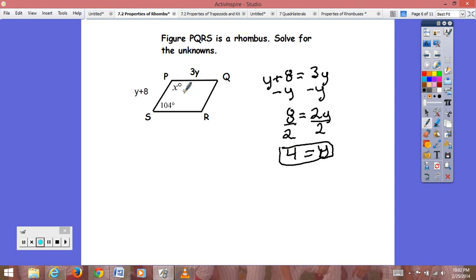Okay, and now the angle. We have to remember back to our last video when we were talking about parallelograms, because a rhombus, as we know, is a parallelogram. And we have the theorem that states if a quadrilateral is a parallelogram, then its consecutive interior angles are supplementary. And supplementary means they add up to 180 degrees. So to solve for x, simply subtract 104 from 180 to find x. That will leave us with x equals 76 degrees.